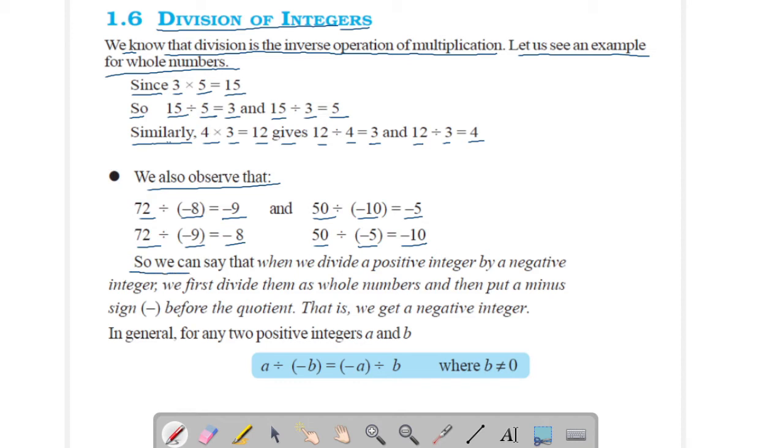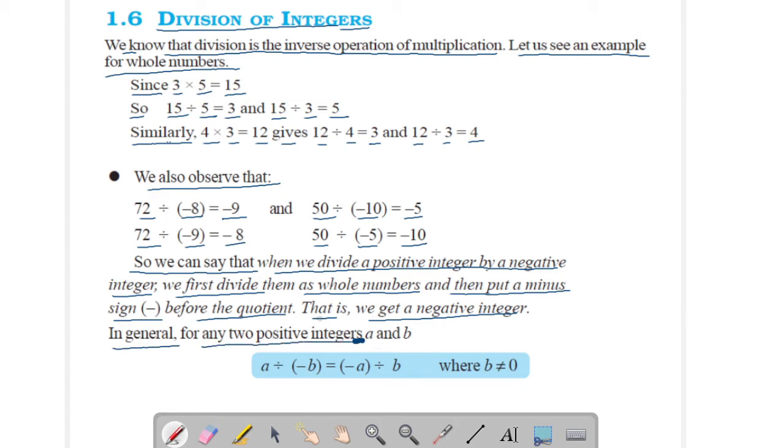So, we can say that when we divide a positive integer by a negative integer, we first divide them as whole numbers and then put a minus sign before the quotient. That is, we get a negative integer. In general, for any two positive integers a and b, a divided by minus b equal to minus a divided by b, where b is not equal to 0.